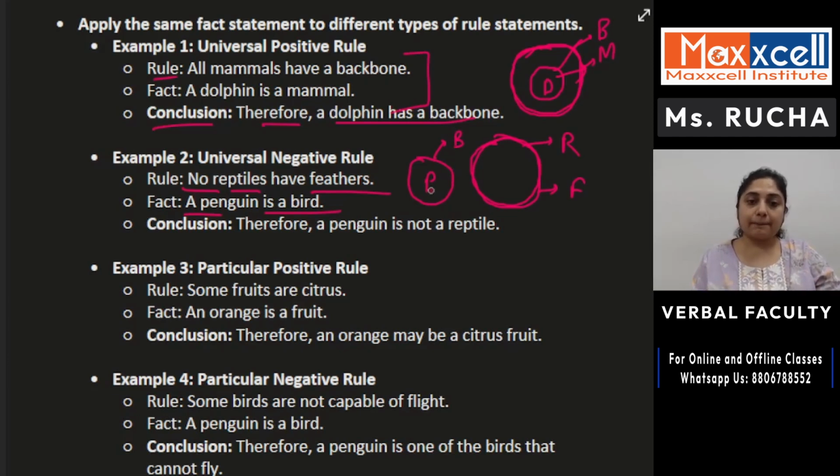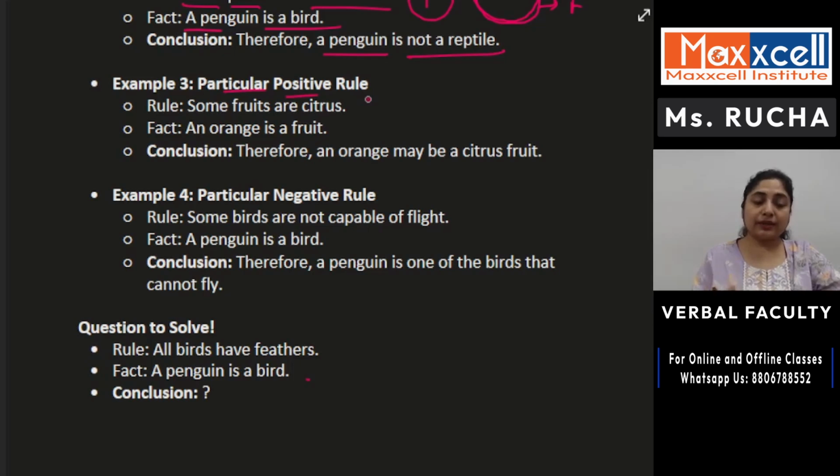It is penguin. A penguin is not a reptile, it is different, right? See, the circle is different, isn't it? Penguin is not a reptile, and that is what our conclusion is. Now let us continue solving the same type of questions.